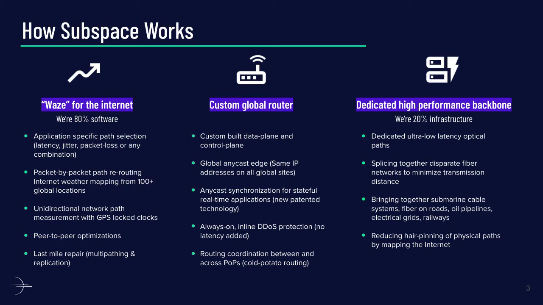Let's take a look at how Subspace works. What Waze does for traffic on our roads, Subspace is doing for real-time internet traffic. Our network consists of a combination of software, hardware, and intelligent routing. We provide low-latency UDP, TCP streams from anywhere in the world to anywhere else in the world.